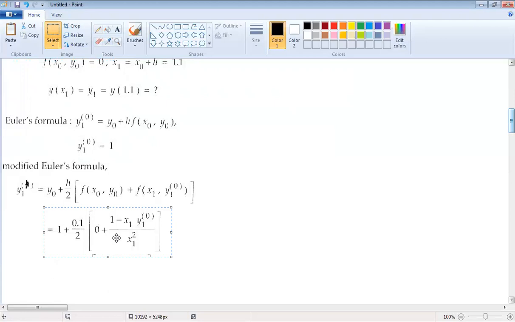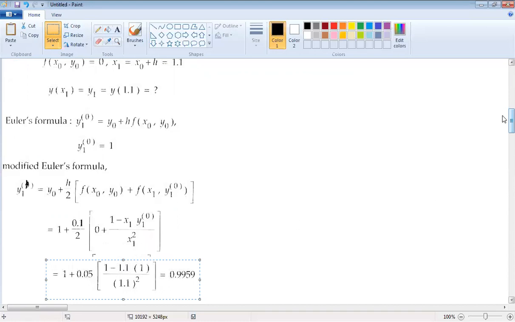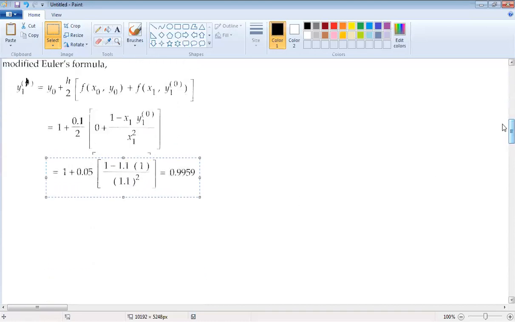So plugging y naught is 1, h is 0.1, so 0.1 by 2, f of x naught comma y naught we have got 0. For f of x1 comma y1, we replace x and y by x1 and y1 in the expression for f of x comma y. So substituting the values, we get y1 of 1 is equal to 0.9959. Okay, so now we'll use the second iteration, y1 of 2.